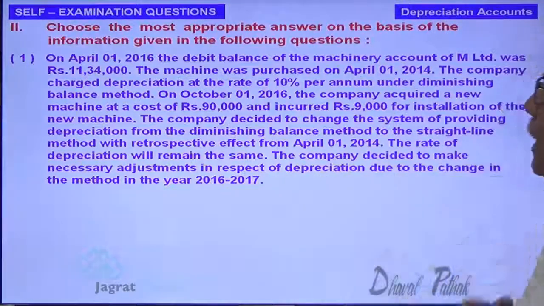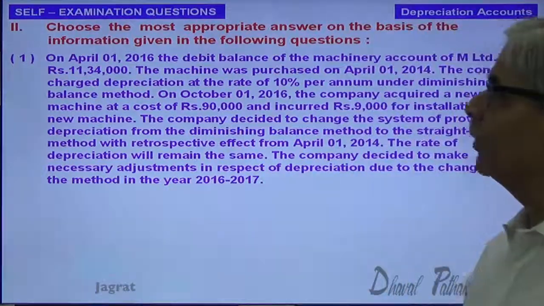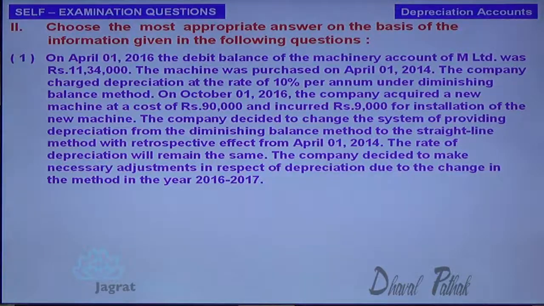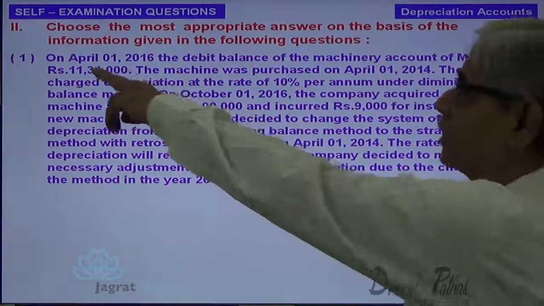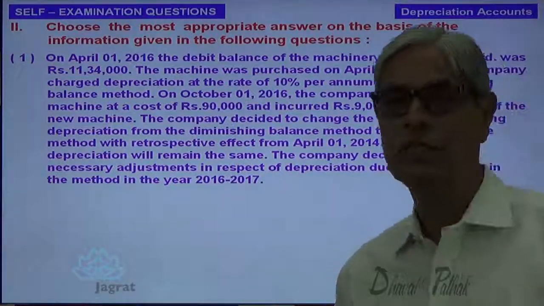Choose the most appropriate answer on the basis of the following information given in the following question. On 1st of April 2016, the debit balance of machinery account of M Limited was 11,34,000. Machine was purchased on 1st of April 2014, but you are given the balances on 1st of April 2016. The machine was purchased in the past.